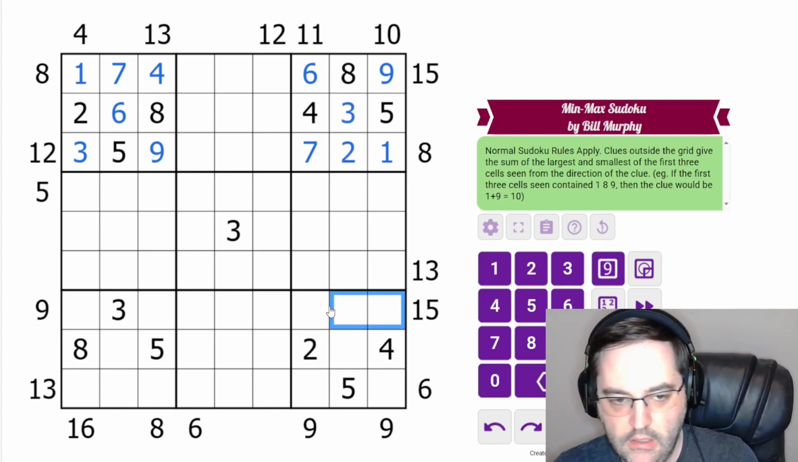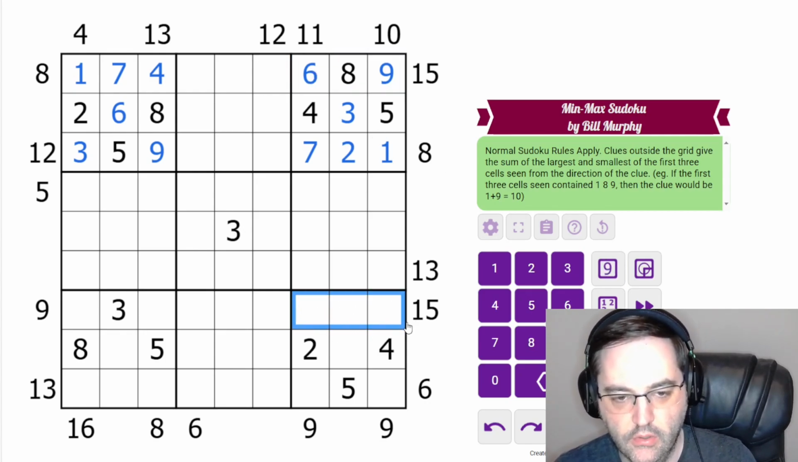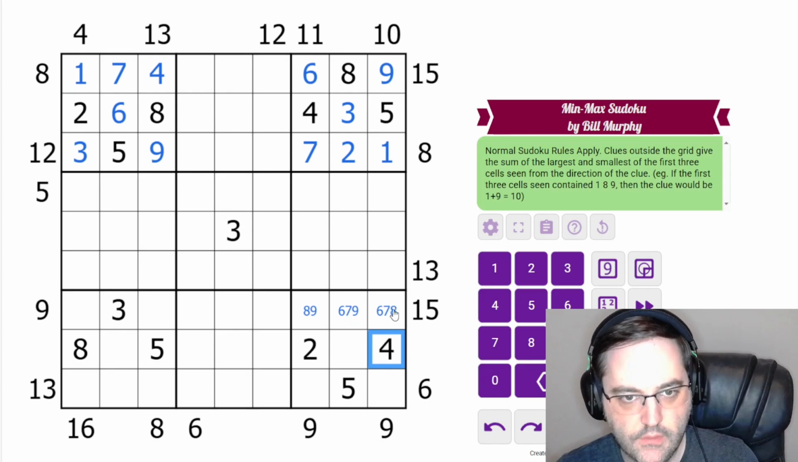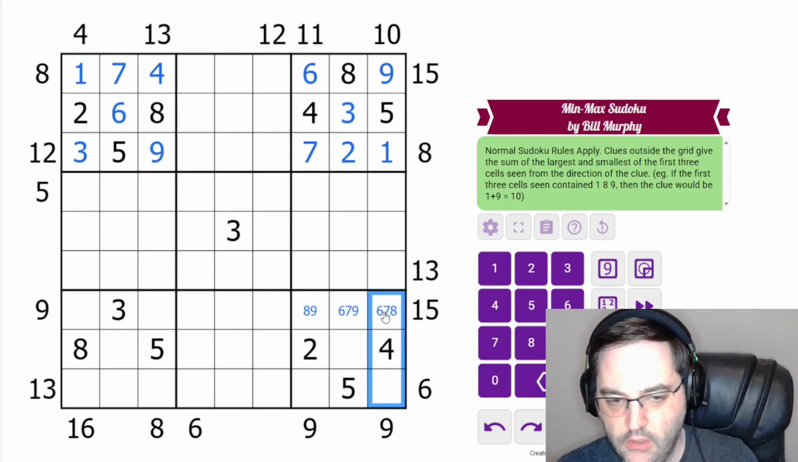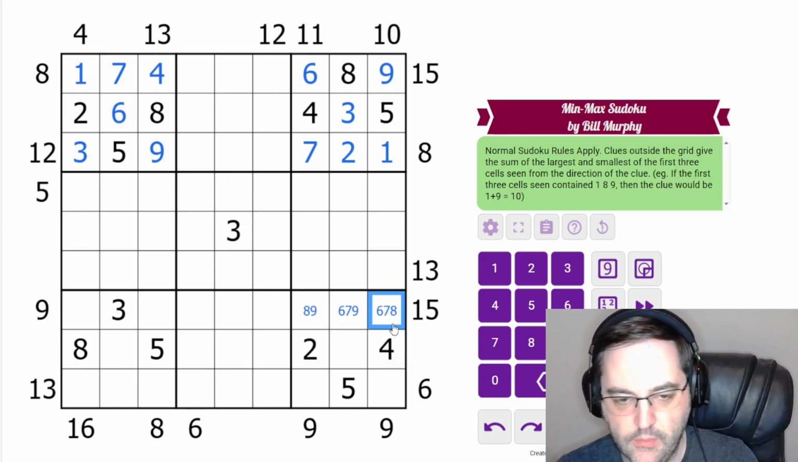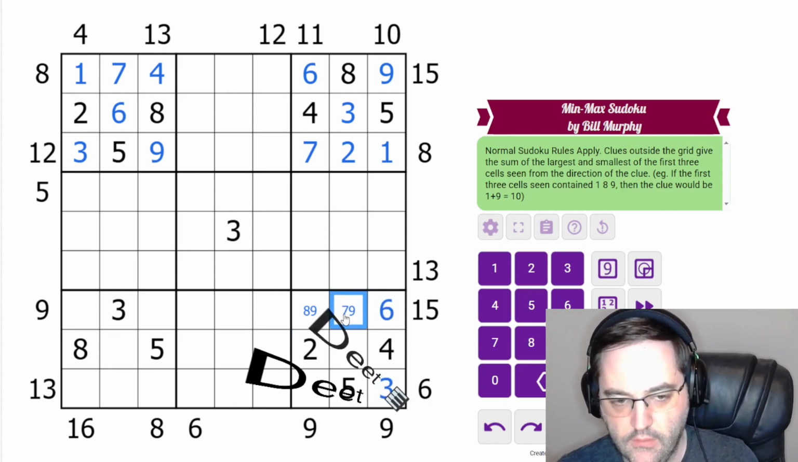We have 15 again here, and we know from our work up here, 6 and 9 have to be the low and high digits, and then we're going to have one of 7 or 8 in between them. We can't resolve that quite yet. We can do a little here. This 9 clue, whatever's in this cell has to be the high digit. The low digit can't be 1. It can't be 2, so it must be 3. That gives us our 6.